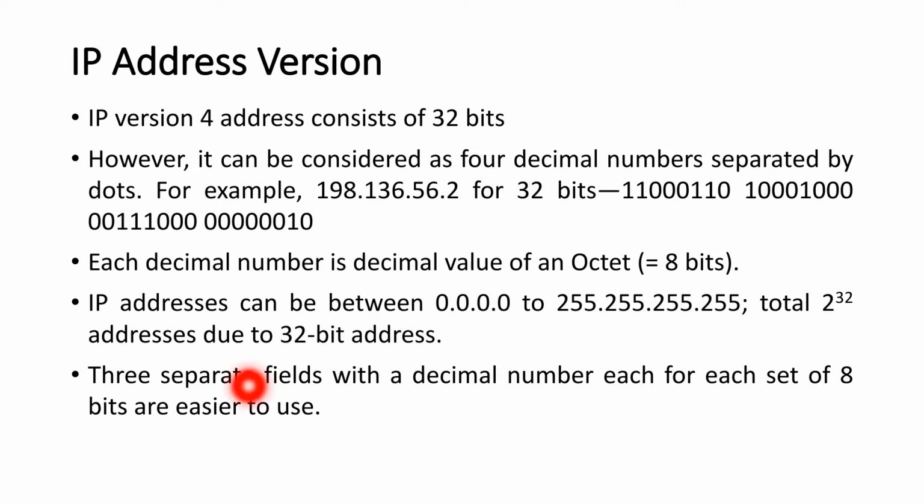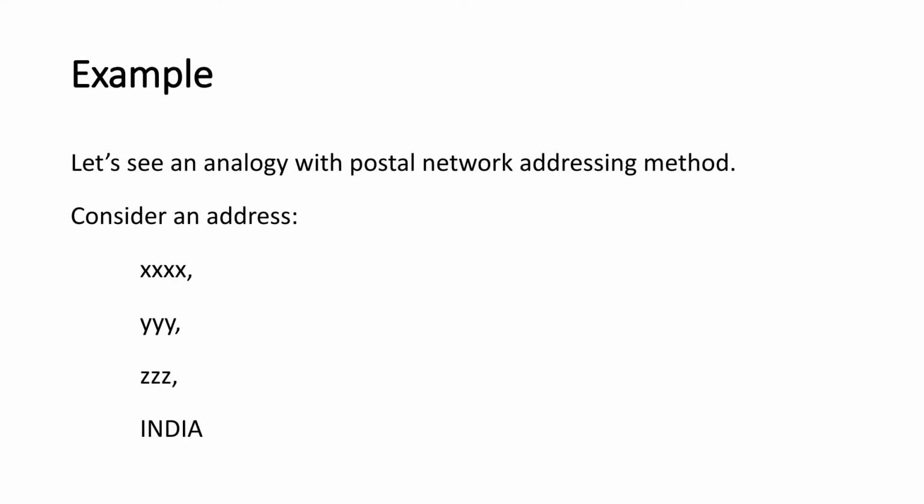Separate fields with a decimal number for each set of 8 bits are easier to use. The example we are going to see for this IP version 4 is the postal network addressing method. Consider a postal address. You can mention your name, your street name, your city and then country. In this example the fields are separated by a comma and a new line each.